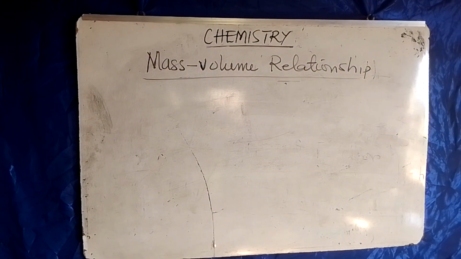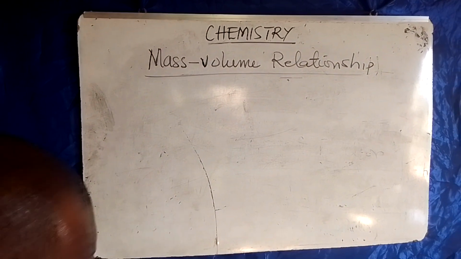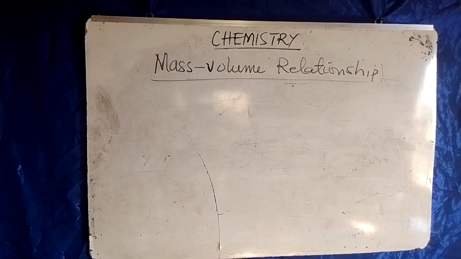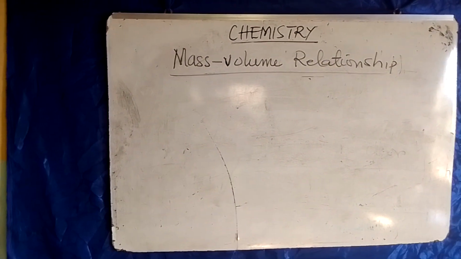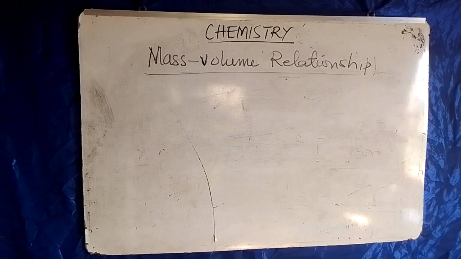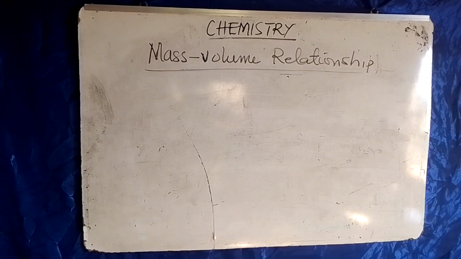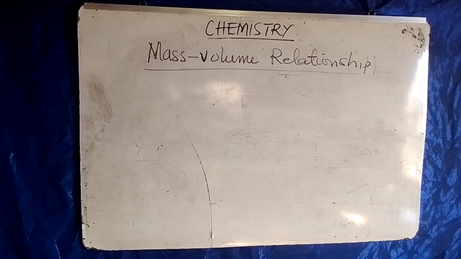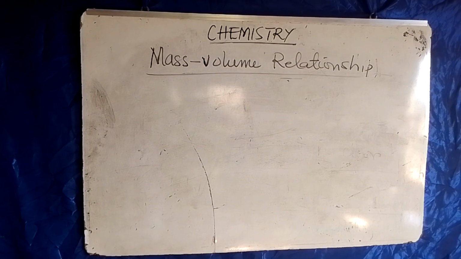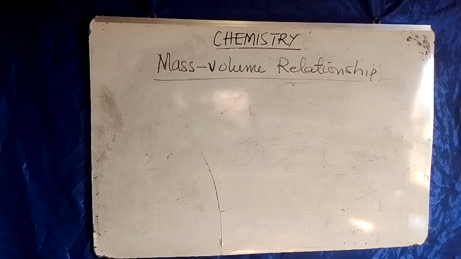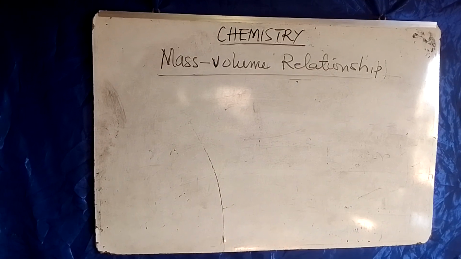So look at this question that says, calculate the mass of calcium oxide produced when 10 grams of calcium trioxocarbonate(IV) is completely decomposed by heat.